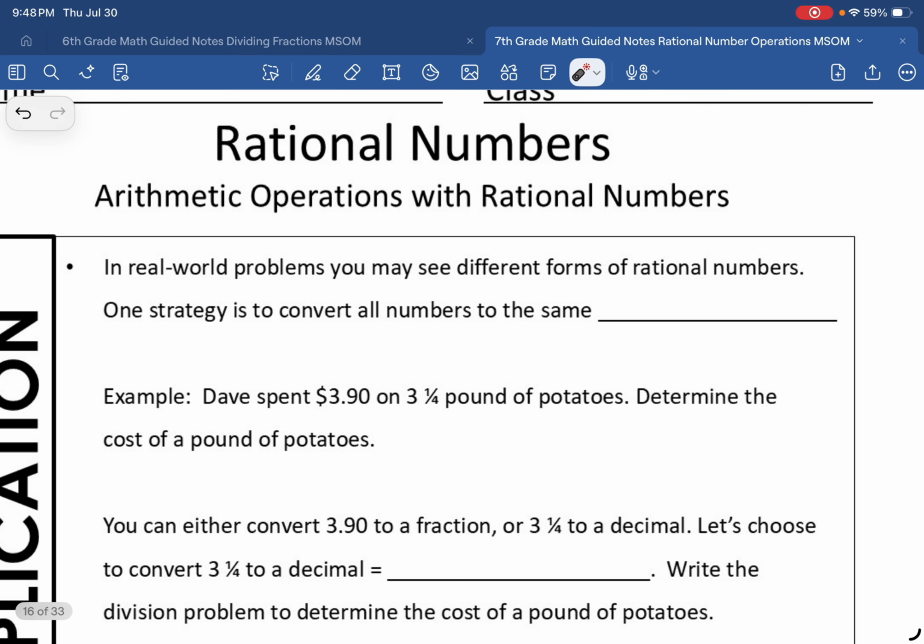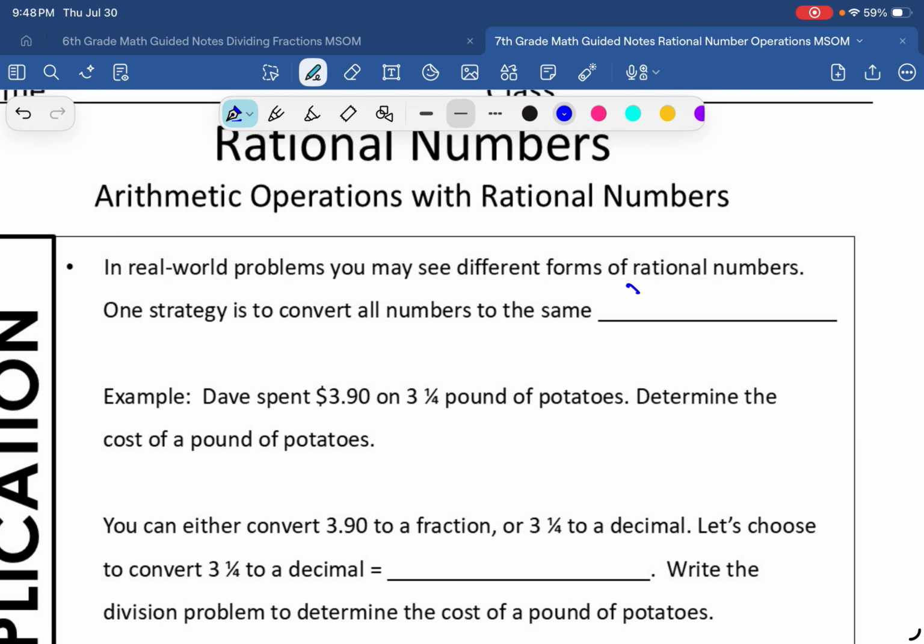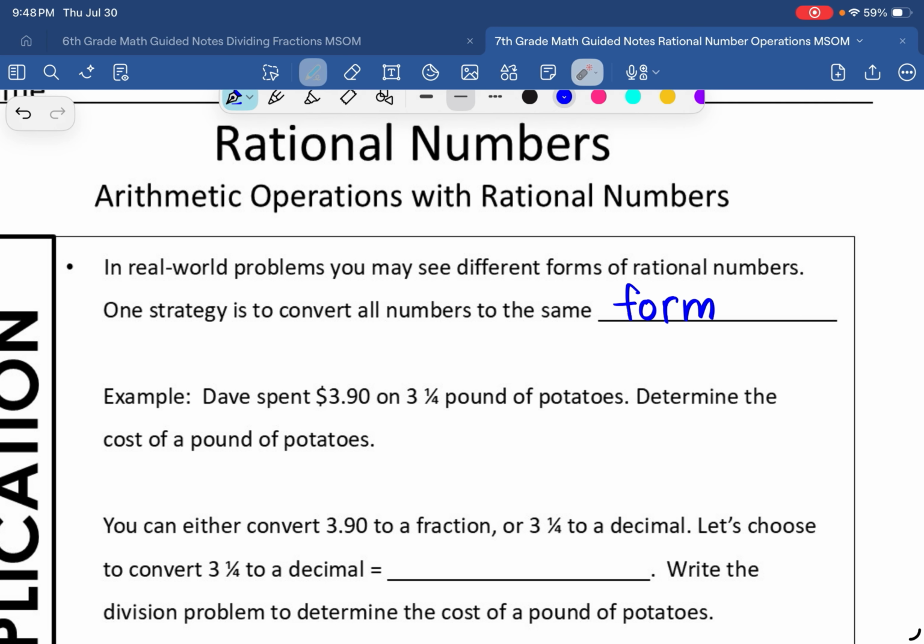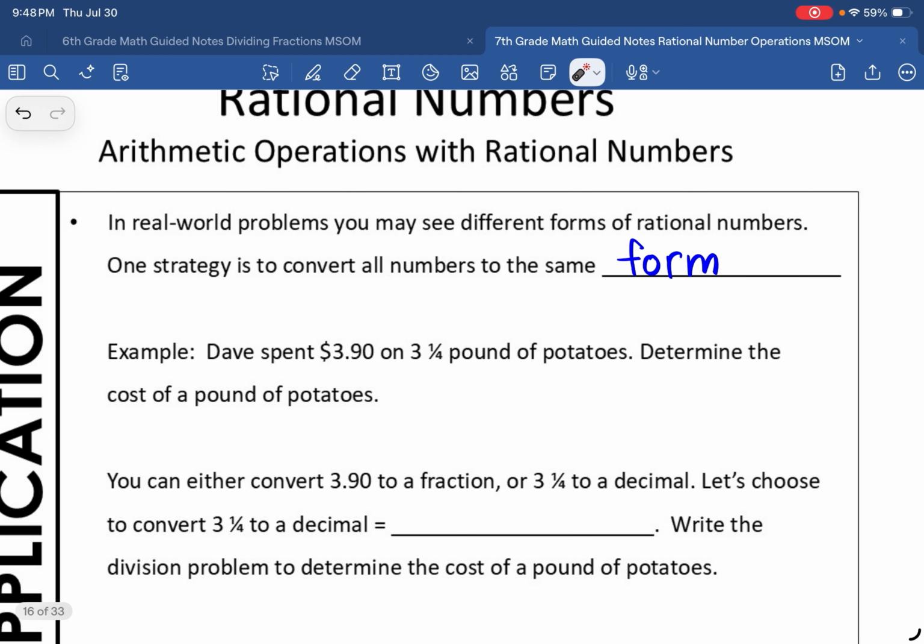In real-world problems, you may see different forms of rational numbers. One strategy is to convert all numbers to the same form. So you can convert them to all fractions or to all decimals. Let's look at this question. It says, example, Dave spent $3.90 on 3 1/4 pounds of potatoes. Determine the cost of a pound of potatoes.